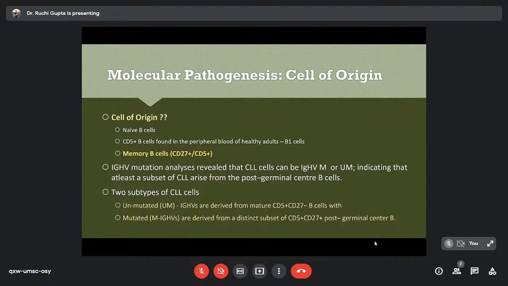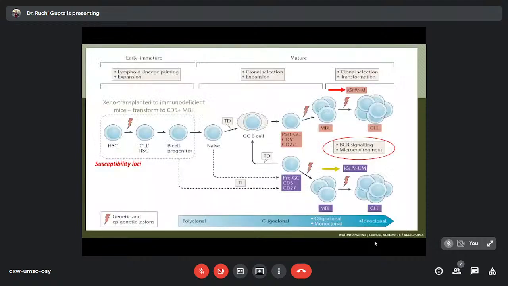They can be unmutated CLL, in which the immunoglobulin heavy chain variable mutation has not occurred, and mutated immunoglobulin heavy chain variable subset of CLL, where these cells have passed through the germinal center, have undergone somatic mutation, have been interacted by some antigen, and so a rearrangement in their immunoglobulin heavy chain has occurred. This is one basic difference between two individuals which will decide the course of the disease. The unmutated CLLs usually have a more aggressive behavior, whereas the mutated CLLs behave in a more indolent manner. So let us take the help of this beautiful diagram.